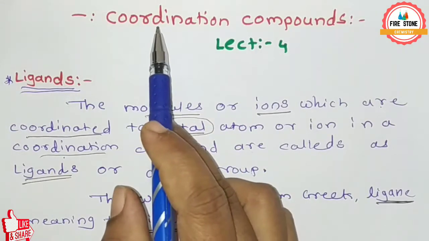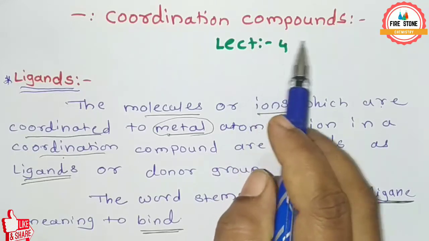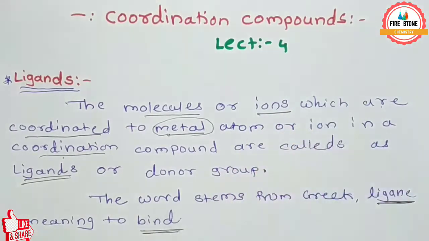Today's lecture is on the coordination compound. This is lecture 4 of the coordination compound. In previous lectures, we saw the introduction of coordination compounds, what is meant by coordination compound, and how they can be identified. Again, we saw Werner's theory.